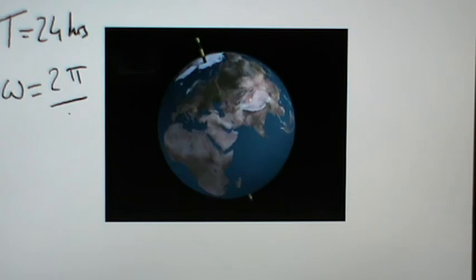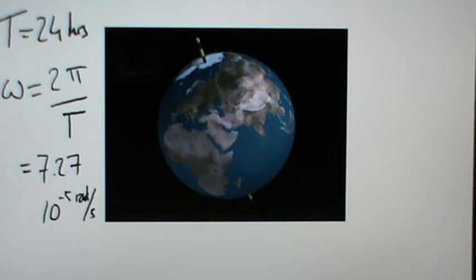Let's now go back to our Earth example. We know that the period of the rotation of the Earth is 24 hours. Therefore, if you calculate the angular velocity omega, it will be 7.27 times 10 to the minus 5 radian per second.